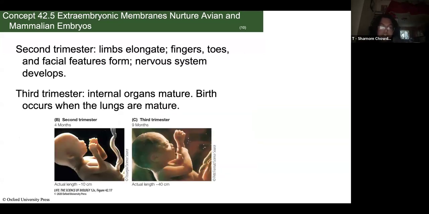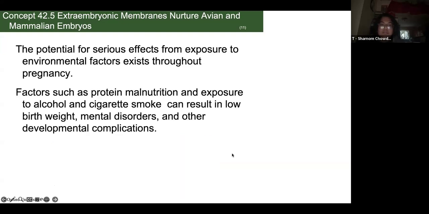So in the second trimester, after 4 months, the limbs start to elongate, fingers, toes, and facial features form, and the nervous system starts to develop, which is what we were talking about with the notochord. And then in the third trimester, internal organs start to mature. And then lastly, birth occurs when the lungs are finally mature enough.